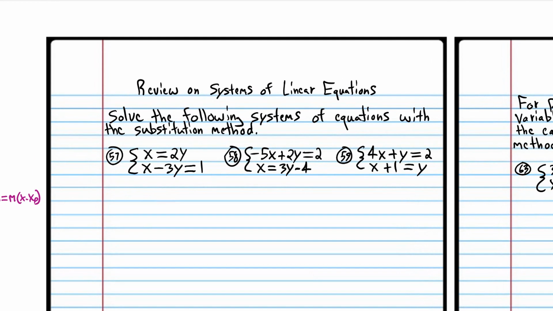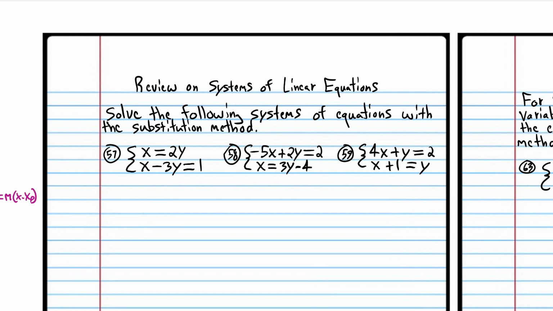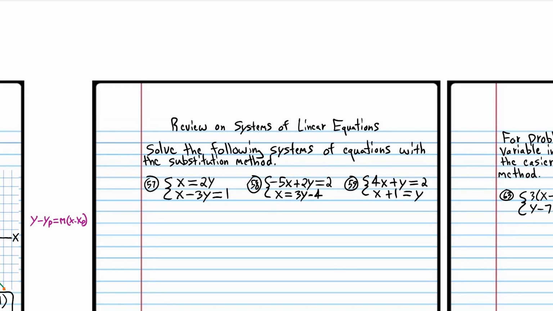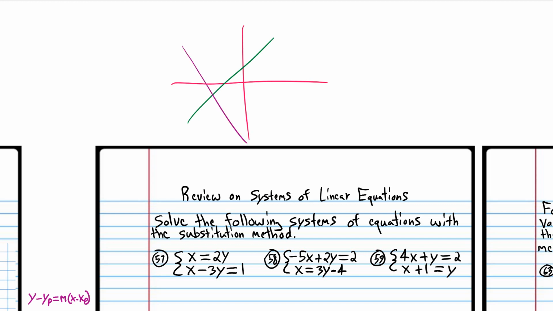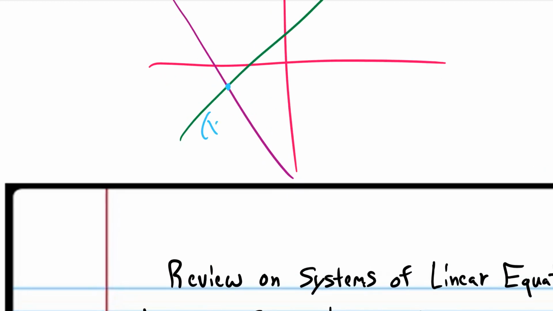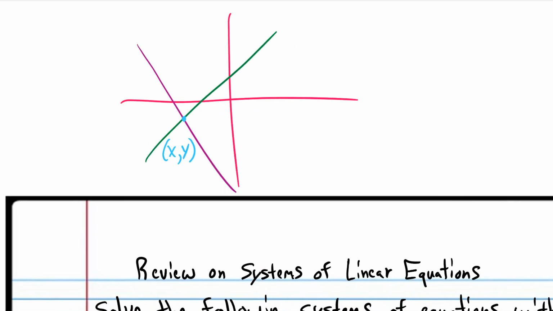Now, there's three methods that we learned in my beginning algebra course to solve systems of equations. The first method is substitution. The second method is elimination, also called addition, and the third method is graphing. Now the graphing method is when you graph both lines, and then you find the point where they intersect, and that point has an x and a y value, and whatever that x and y value are, that's the solution. That's the x and that's the y, which is what we're looking for.